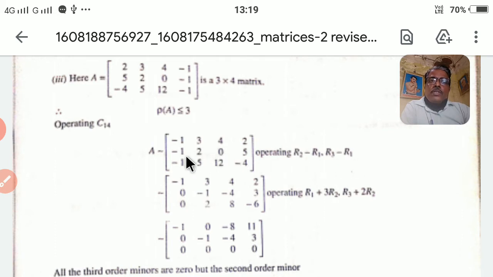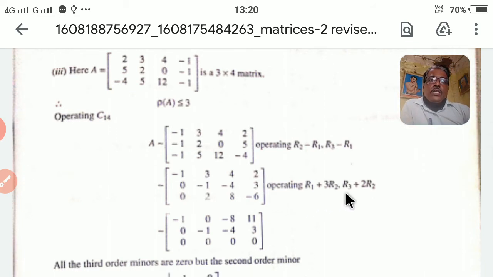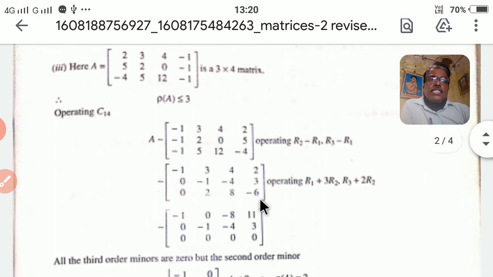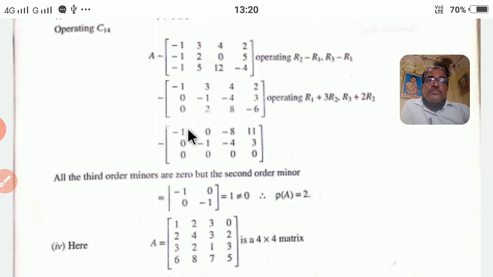So with R2 minus R1 and R3 minus R1, we get minus 1 3 4 2, then minus 1 2 0 5, then minus 1 5 12, minus 4. Okay, next operating R1 plus 3 R2 and R3 plus 2 R2, we get minus 1 3 4 2, 0 minus 1, minus 4, then 3 0 2 8, minus 6. And similarly after operating this one, we see here the last row becomes completely 0.